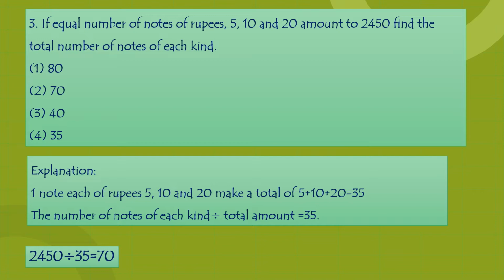So option number 2, that is 70, is the correct alternative, because when I divide the total amount, that is 2450, by 35, that gives the total equal number of notes. Okay, the 5, 10 and 20 notes together made about 35. So I will get the answer as 70. So, the correct alternative is alternative number 2. Let's move on.